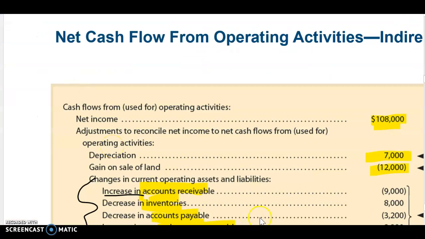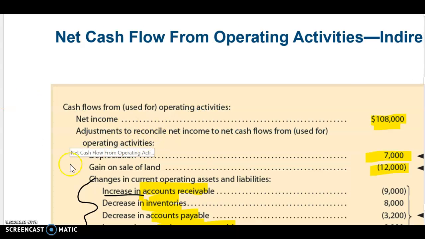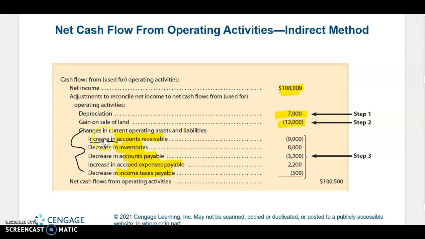So that is how we got our increase in accounts receivable. Right here, the $9,000. We got that from the change in the accounts receivable from the beginning of the year to the end of the year on the balance sheet. And remember, our accounts receivable is a current asset, so when you see, they work the opposite. So when you see an increase, you're going to do the opposite and you're going to make it go down, subtract. That's why it's in parentheses.